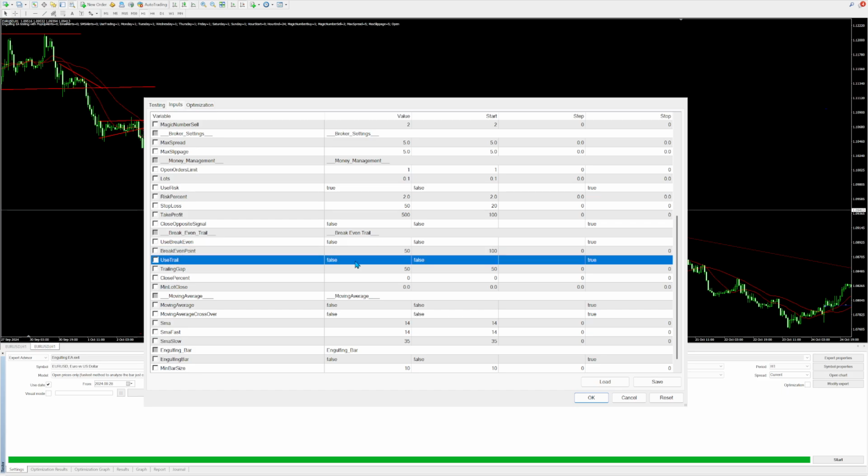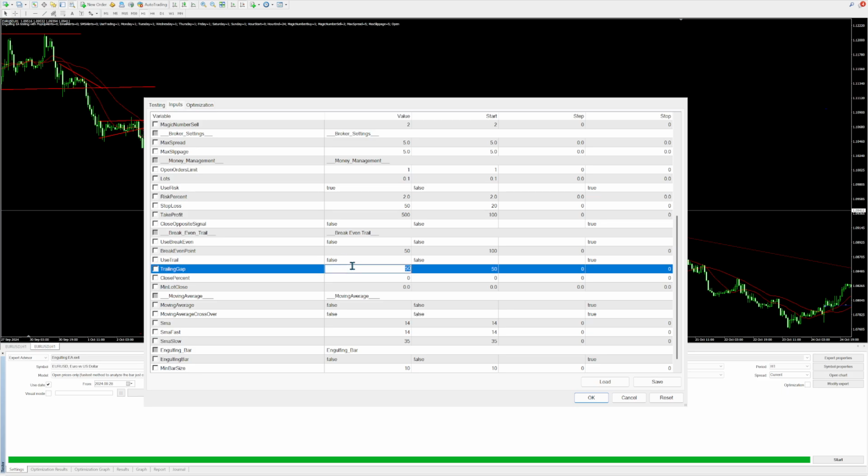Okay, use trail. So this is the trailing stop. If you set this to true, when this trailing gap is reached in pips, let's just say 25 pips, every 25 pips, the stop loss will be moved 25 pips in your favor.